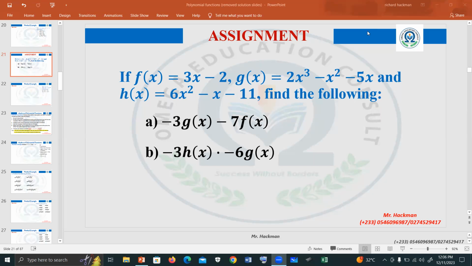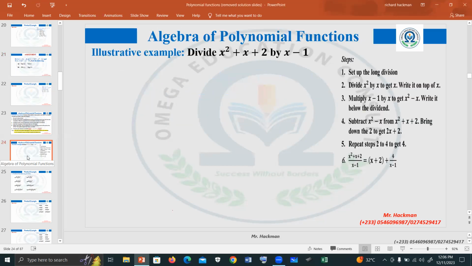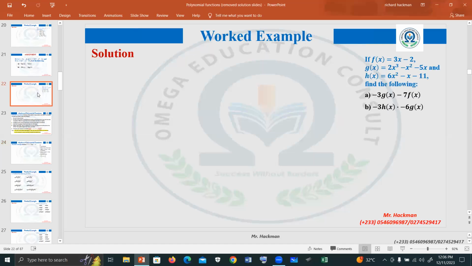We're given three functions, f of x, g of x, and h of x, and we're asked to find the following. So perform the following algebra on these three polynomials. Quickly, let's go and look at the solution. If you look at the question carefully, you will realize that the question didn't come with any major number.